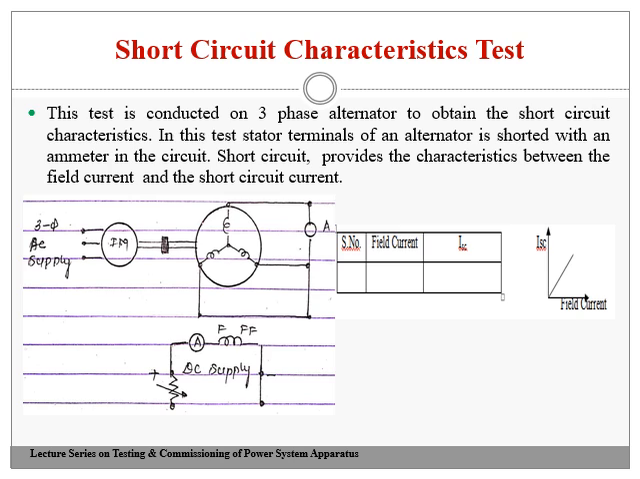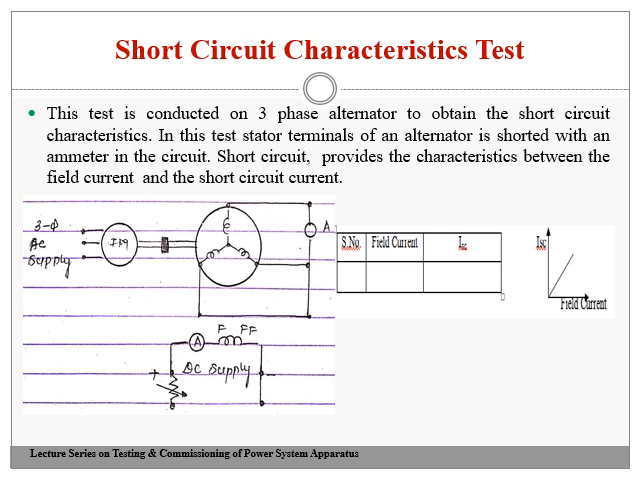Afterwards, you are going to draw the graph like this, that is short circuit current on the y-axis and the field current on the x-axis. We get the graph like this. Knowing these parameters of the OCC as well as SCC, we can calculate the regulation of an alternator by the EMF method or maybe the MMF method.